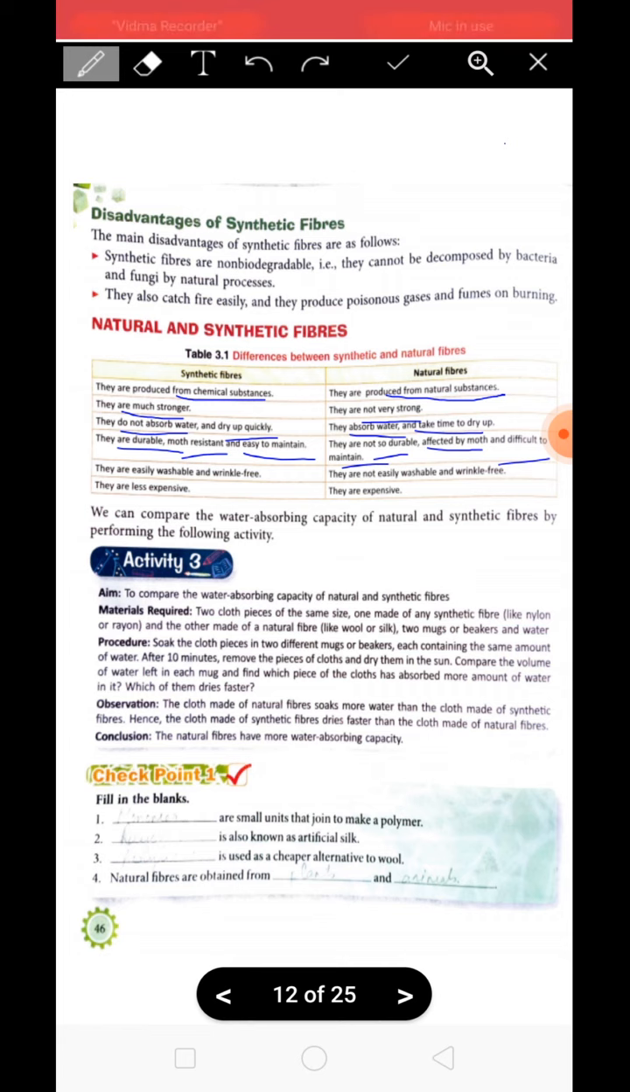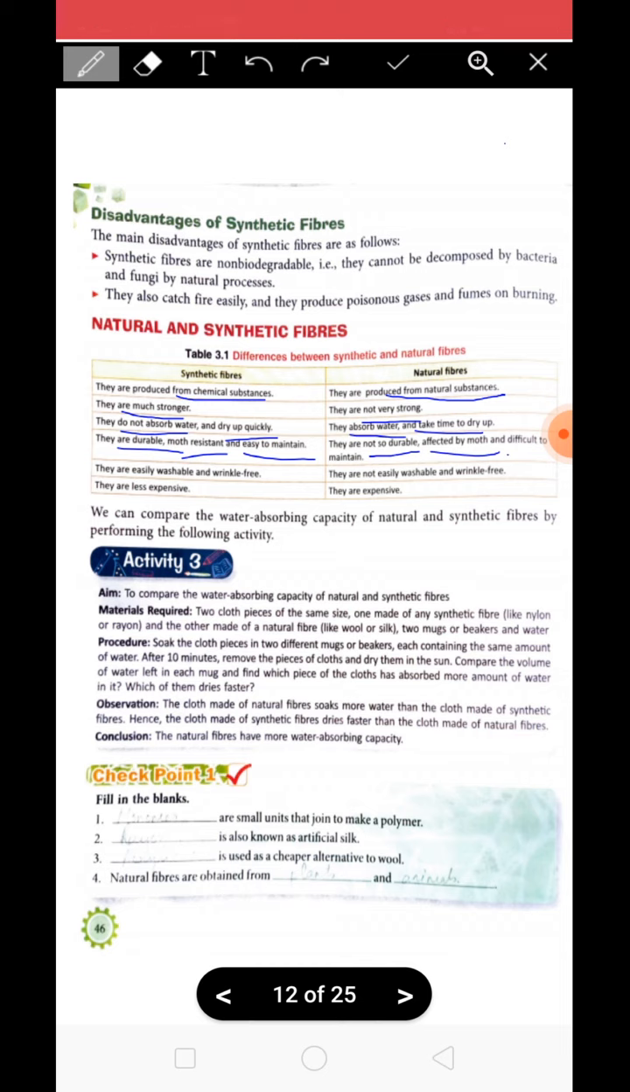Means every time you are wearing a cotton shirt or cotton suit, you have to iron it first. Otherwise, it will be problematic. Right? You have to maintain a good appearance by ironing the cloth.